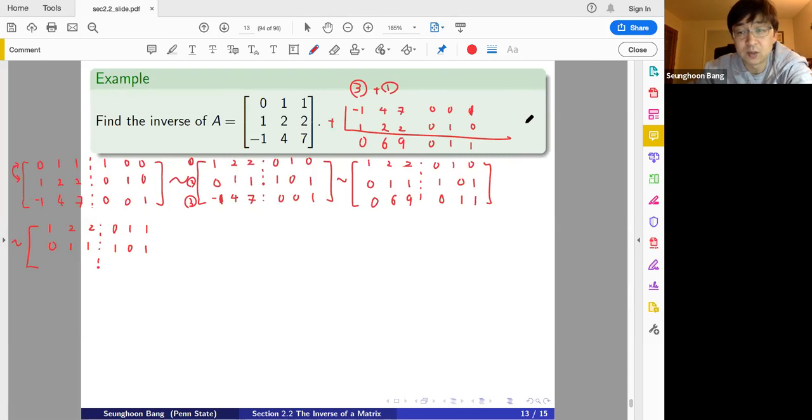So we can use the next one. This is the third row, and this is the second row. The third row plus negative 6 times the second row. The third row is 0, 6, 9, 0, 1, 1. Negative 6 times the second row is 0, negative 6, negative 6, negative 6, 0, negative 6. And add it. So what's that? 0, 0, 3, negative 6, 1, minus 5. So we have this result, right?